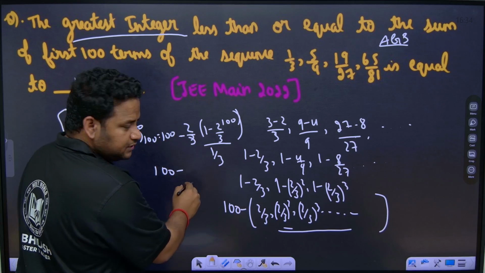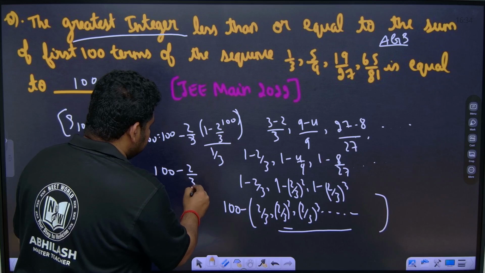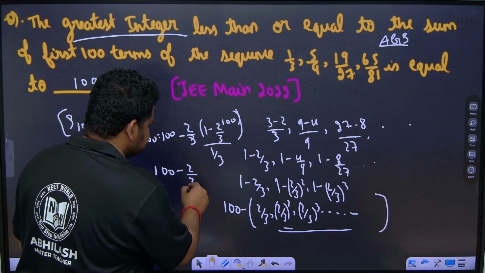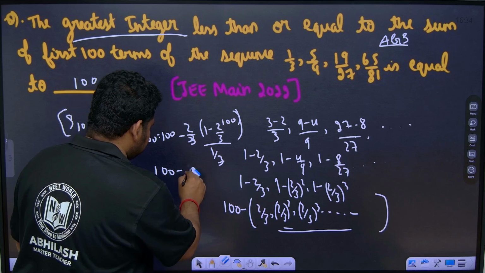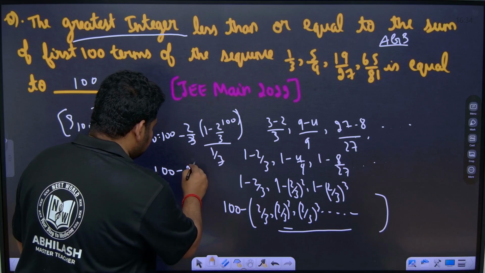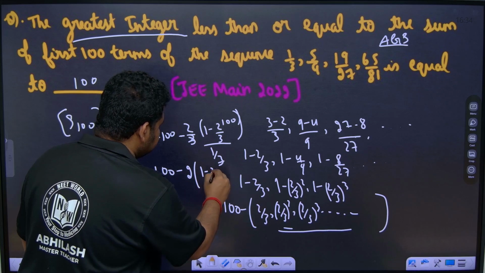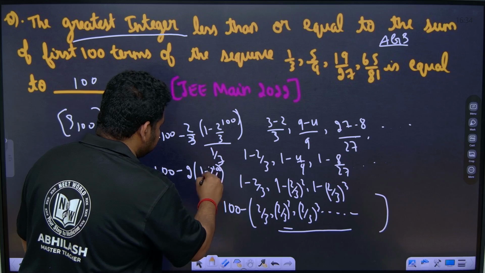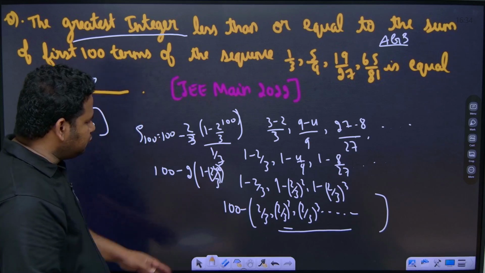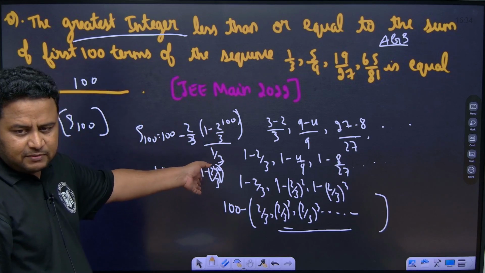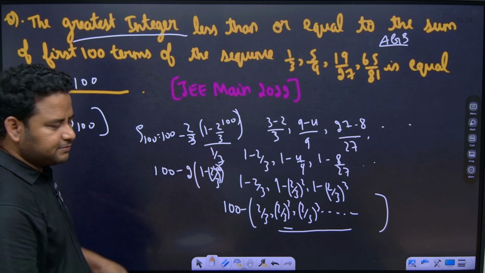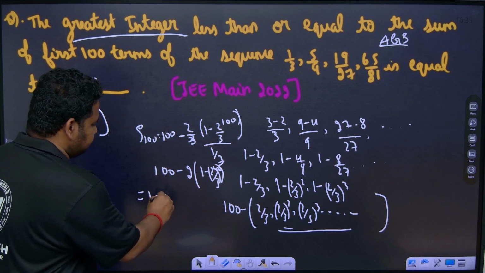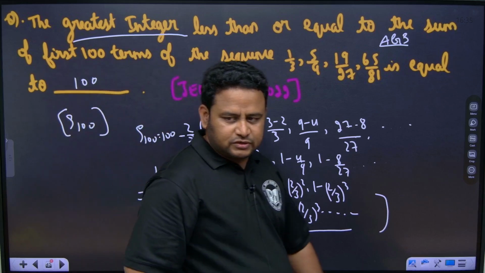So 100 minus 2 by 3, and this 3 cancels, this 3 cancels. So I will be left with 2 into 1 minus 2 by 3 to the power of 100. This 2 by 3 will be to the power of 100. This will become so small. So it will be 100 minus something. So that is nothing but equal to 100 itself for the GIF function. Is it clear? Understood? You can write down this, important.